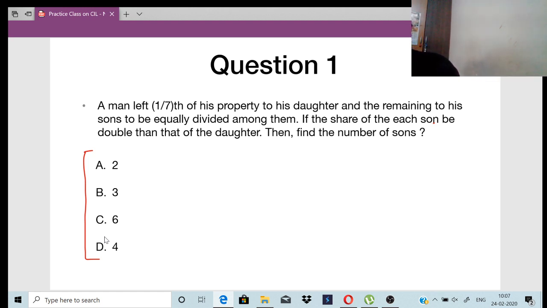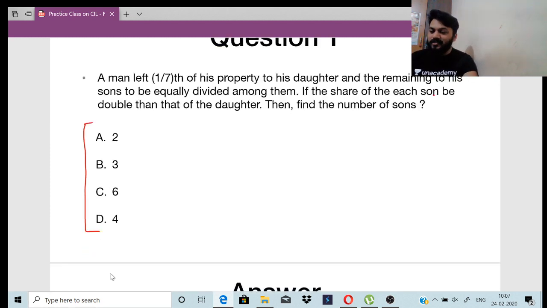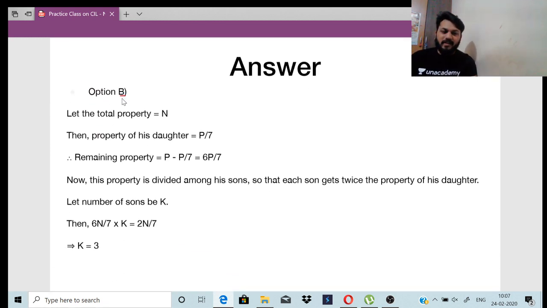Ayush is giving it as B. We'll wait for others. Pranav, Shraddha. Pranav says C. There is no poll on YouTube. Let's go on with it. It is option B.